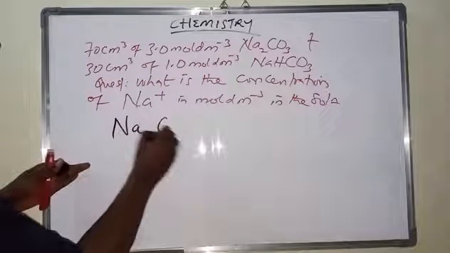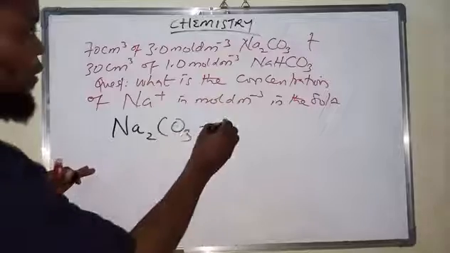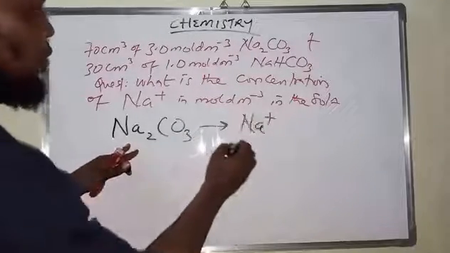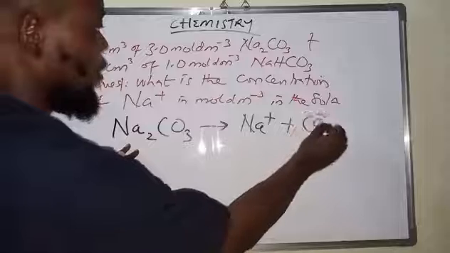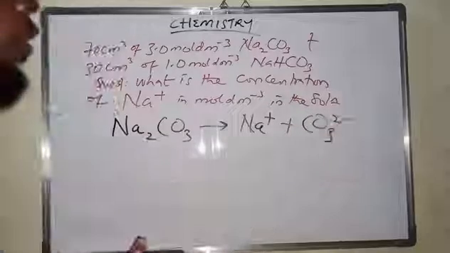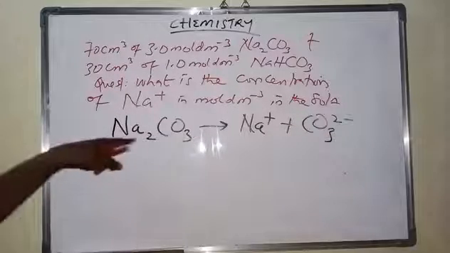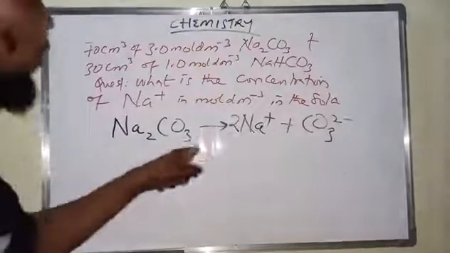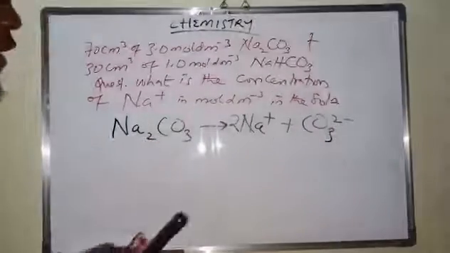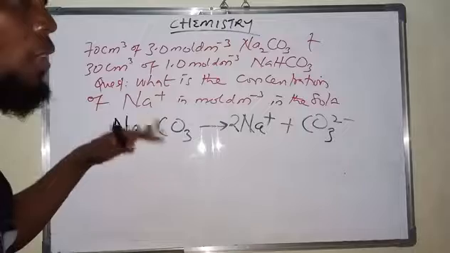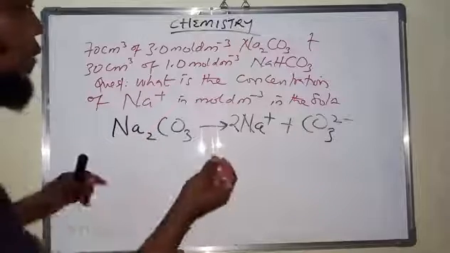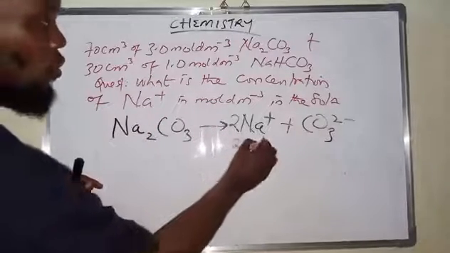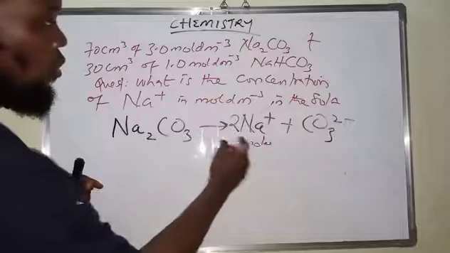Sodium carbonate, if it ionizes, should give sodium ion plus carbonate ion. So if we balance: 2 sodium, 1 carbon, 3 oxygen, balanced like this. So this is to say that when sodium carbonate ionizes, it gives us from here 2 moles of sodium ion.